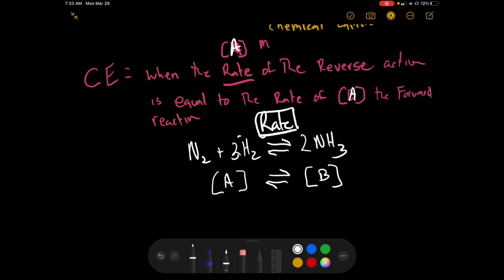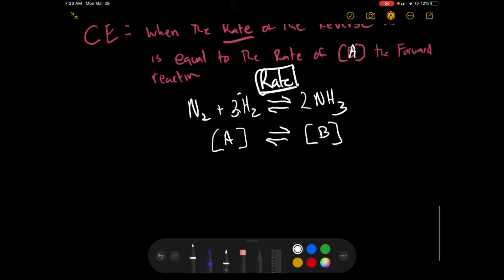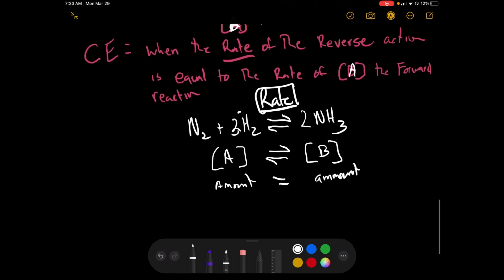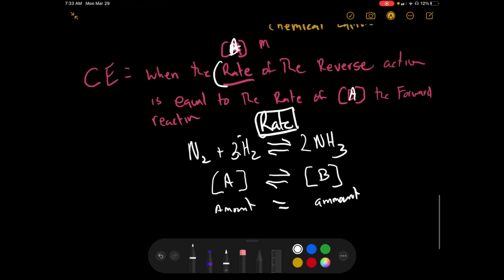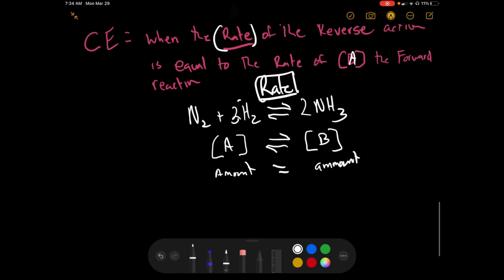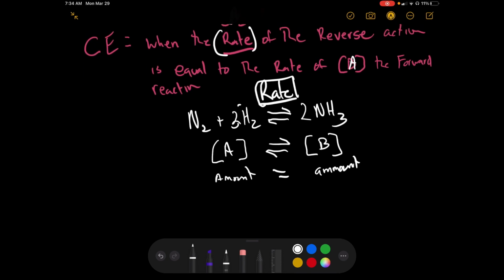I should have put that up here, A and B, okay? Actually, this would be A. This would be B. So you have this rate of reaction. Now that does not mean that you're going to have the same amount being produced on each side. The same amount is not going to be equal most of the time. Sometimes it can be, but most of the time it's not. But what we're talking about here is the rate of the reverse and the rate of the forward reaction.